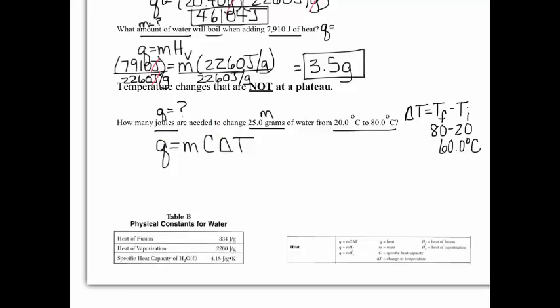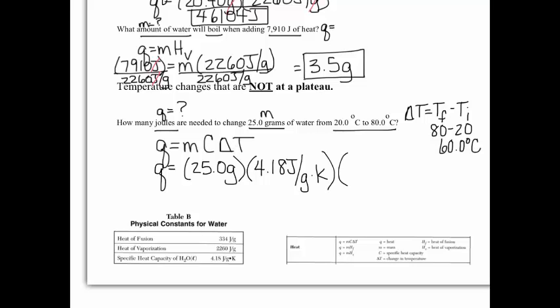What's this C? The C, if you recall from down here, is the specific heat capacity, and when you have that you need to look it up in Table B. It's actually a constant, 4.18 joules per gram degree Kelvin. So let's plug all of that in. M is 25.0 grams. C is 4.18 joules per gram Kelvin. And then our delta T that we figured out is 60.